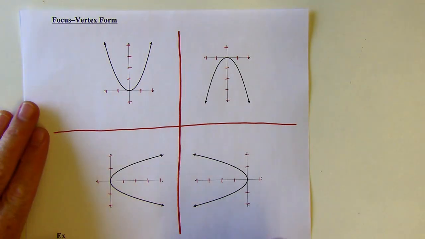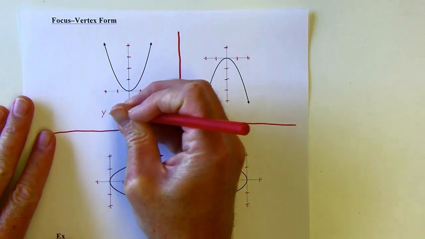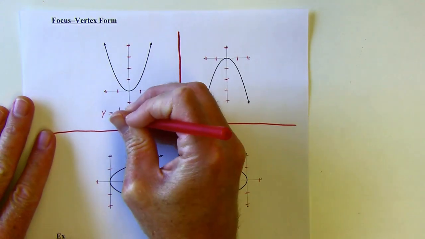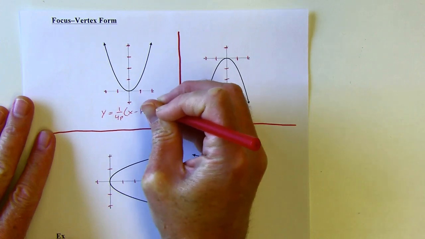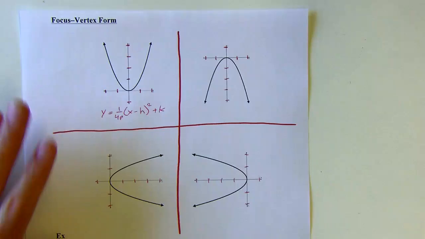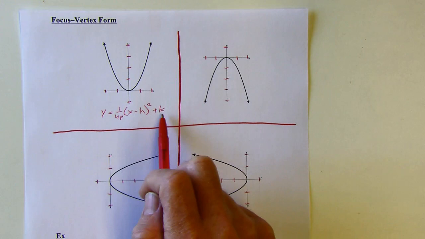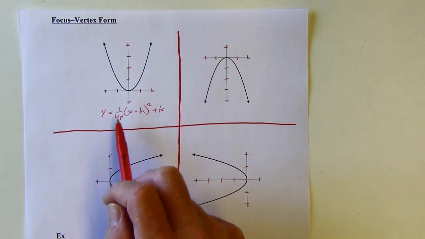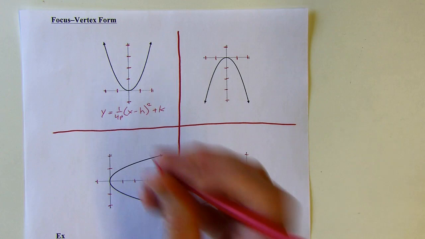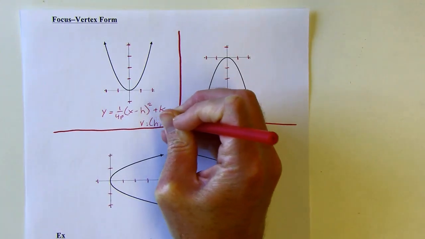Okay. So here's what this first one's going to look like. Okay, I've got 1 over 4p times the quantity x minus h squared plus k. So the h and the k would give me my vertex, right? So that's the same as before. The new feature is this fraction out in front. Yeah, vertex is the point (h, k), right? So I can tell the vertex, okay?